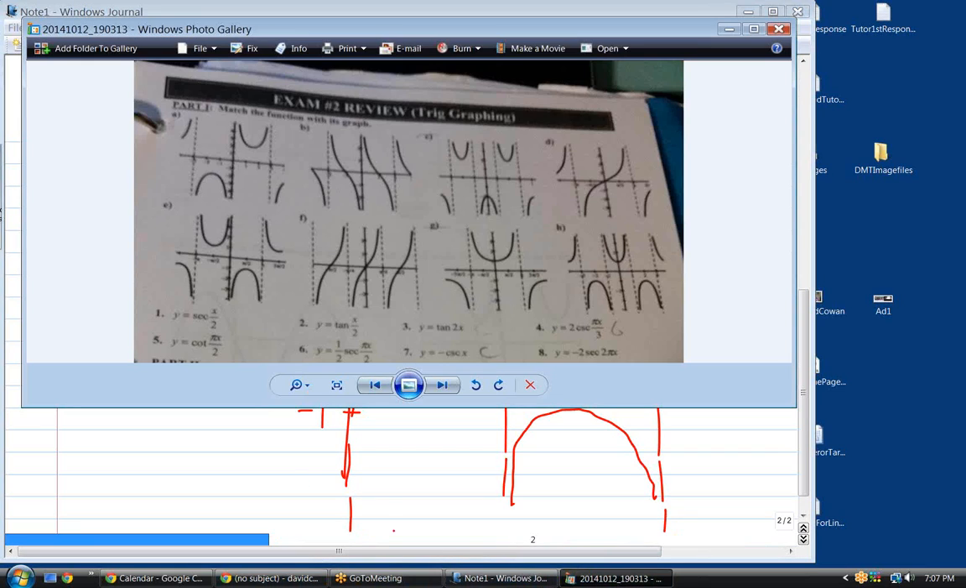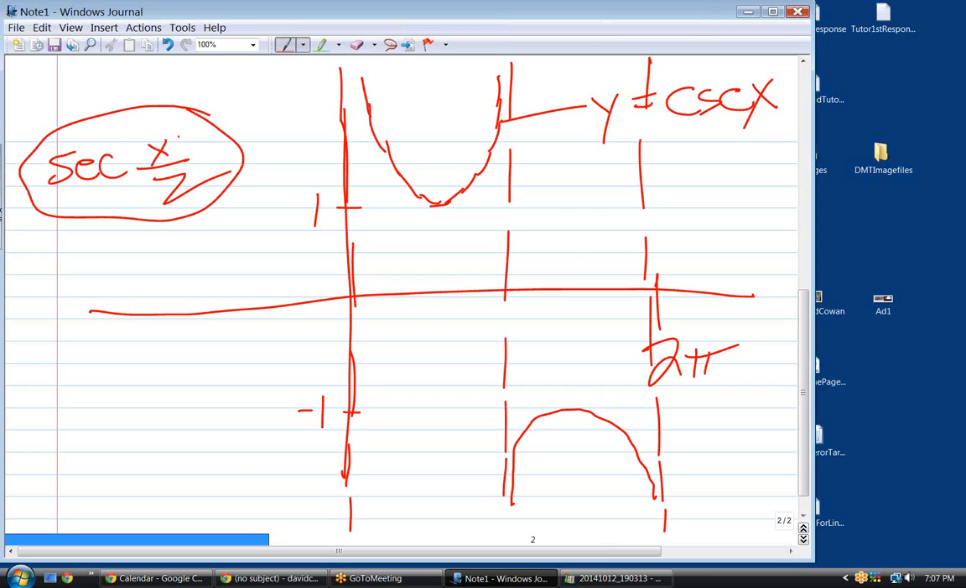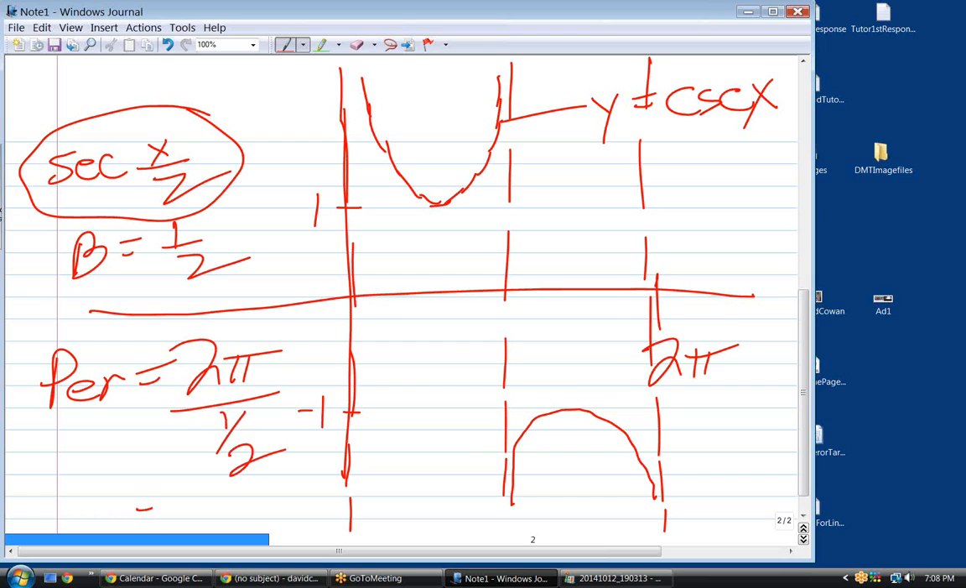Well, this first function that they talk about down here is secant of x over 2. So let's see if this could be that. In other words, secant of x over 2. First of all, what is b? Meaning, what is the period going to be of this function right here? 1 pi? Right? Because b is what? Well, b is 1/2. So period is 2 pi divided by 1/2, which is 4 pi.